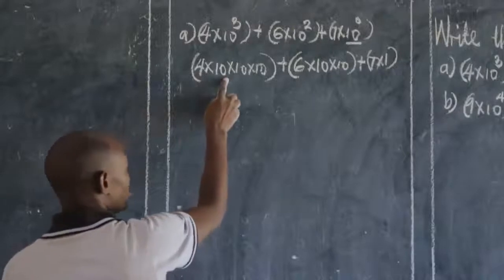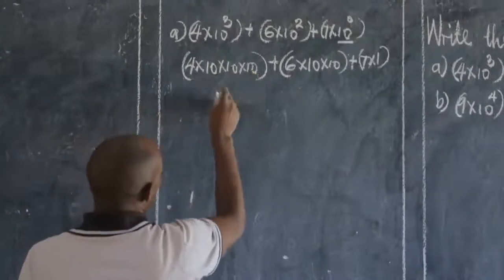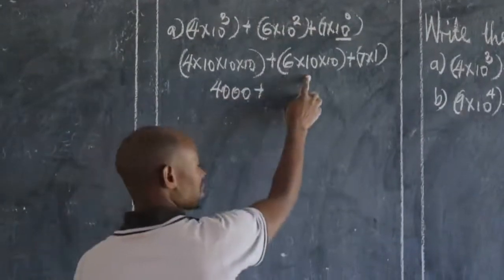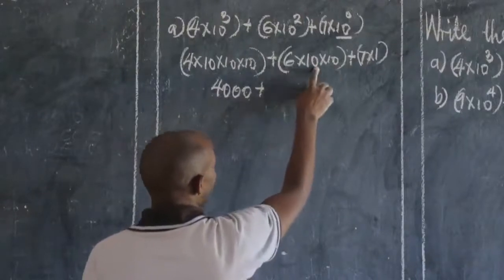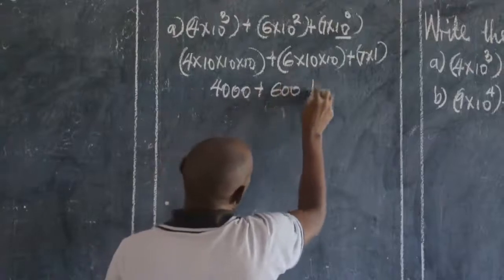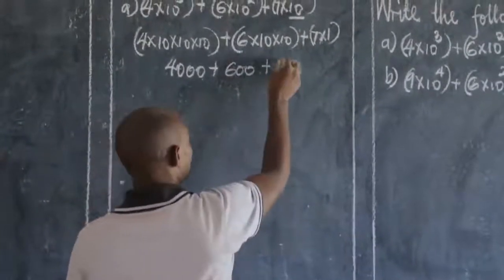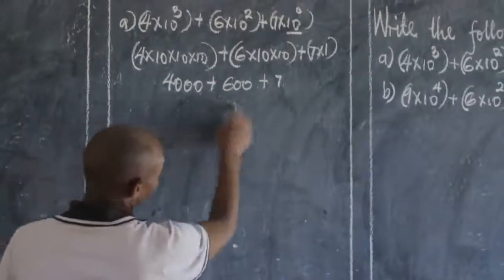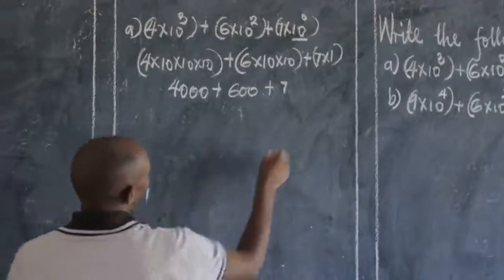4 times 10, we get 40. Times 10, 400. Times 10, we get 4,000. Plus 6 times 10, 60. Times 10, we are getting 600. Then plus 7 times 1, any number times 1 is that number. So 7 times 1, you get 7. After getting this one, is this a single number? No. Arrange vertically and add.